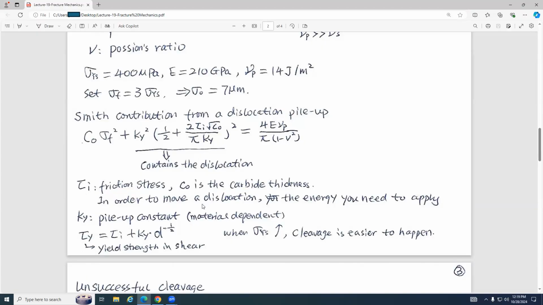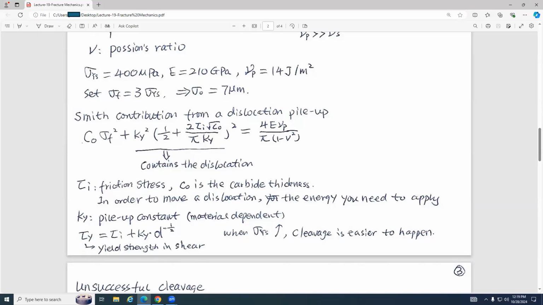And this tau I is a friction stress. In order to move a dislocation, it is the energy you need to apply. We also have this tau I and tau y. Tau I is a friction stress, ky is a pile up constant, and d is the diameter of the grains. Can you write it down? So this is tau y. We can use this equation to calculate tau y. Tau y is yield strength in shear.